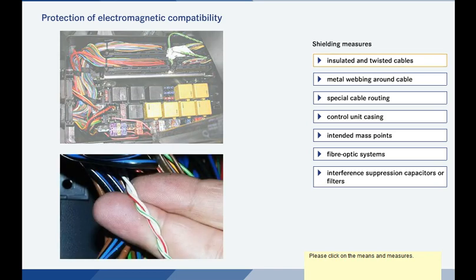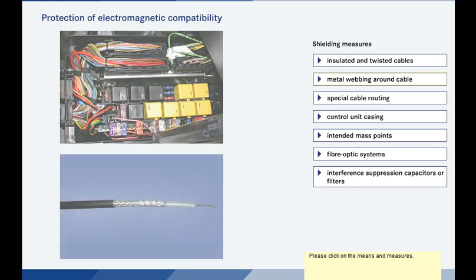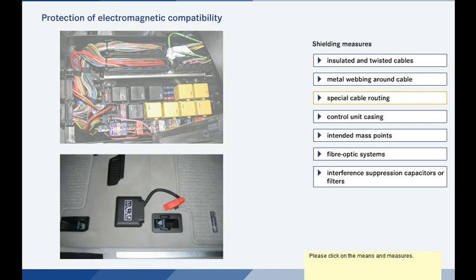Insulated and twisted cables are used in CAN networking, for example. High-frequency cables, in particular aerial cables, are fitted with a metal shielding. Cables susceptible to interference can be laid in separate cable ducts. For the same reason, certain systems, airbags for example, may require their own cable routing.